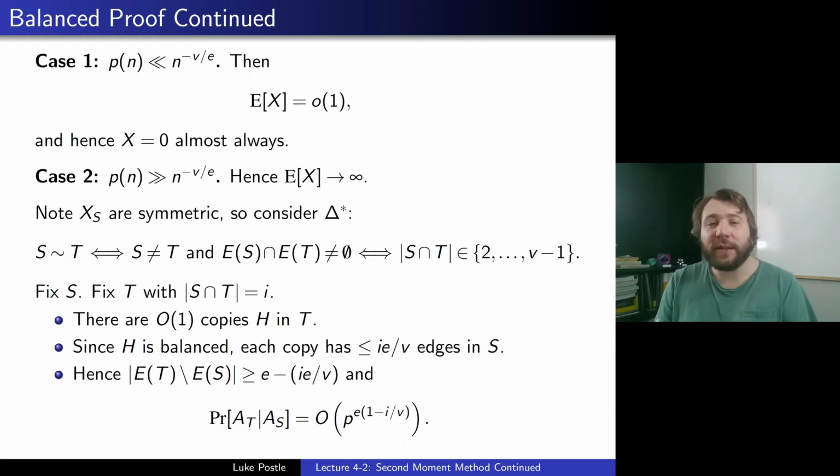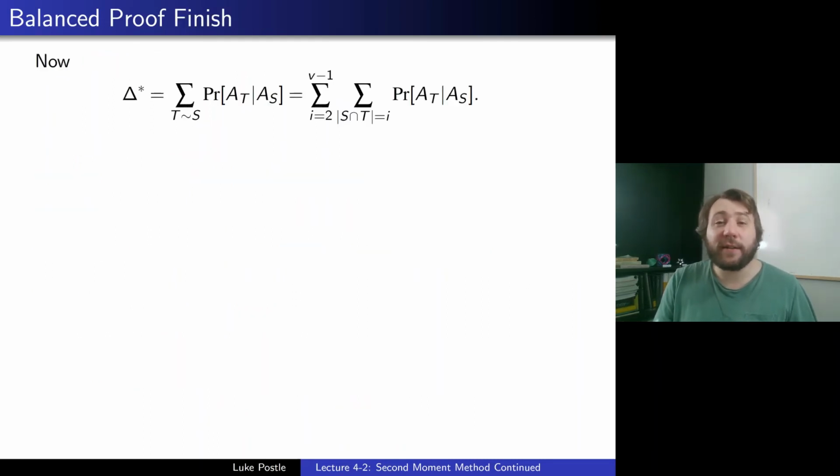So now we've talked about that subtlety, this difference a bit from the K4 proof. Now we can continue on and talk about delta star, which again is the sum of these conditional probabilities, which we can now write as a double sum, first a sum over i from 2 to v minus 1, and then the sum over these T.